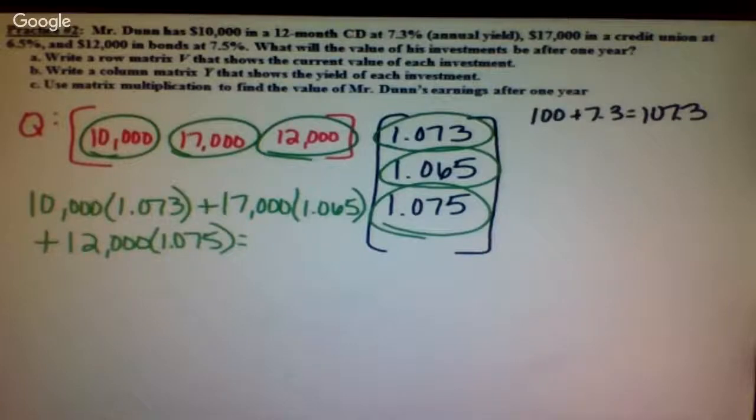How much money does Mr. Dunn have? $41,735. Questions on row times column matrix?